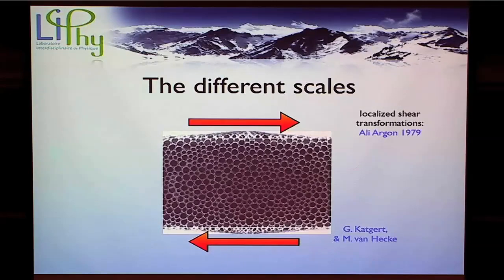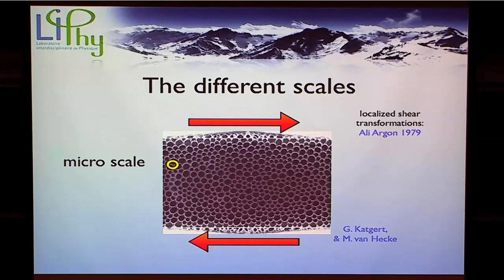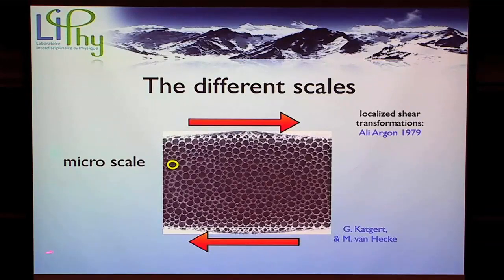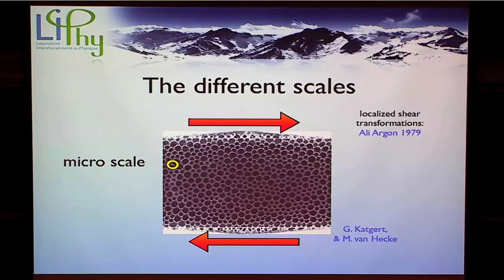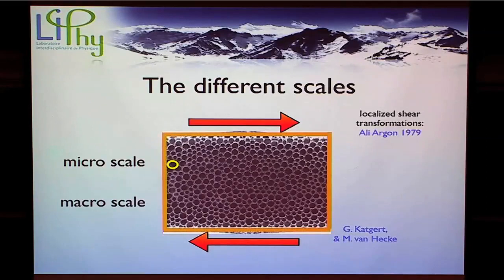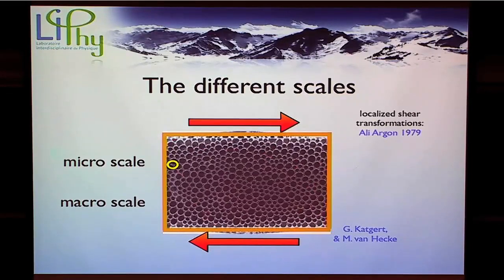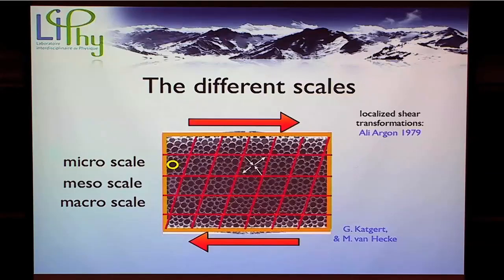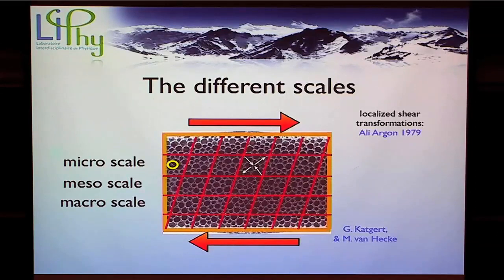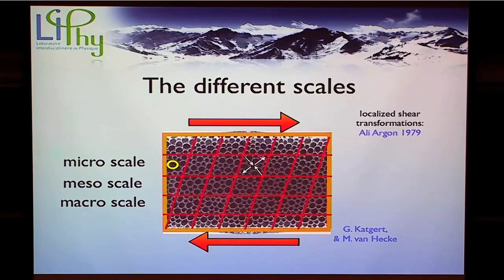I want to set the vocabulary as well, so I will talk about different scales. When I talk about microscale, I mean on the particle level. This can be atoms, this can be bubbles, this can be different sizes. When I talk about the macroscale, I talk about observables that are averaged over the whole system size. And then I will also talk about the mesoscale, which for me will be some tens of particles, the size of a typical rearrangement.